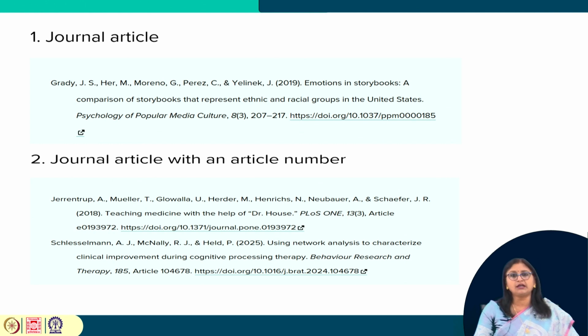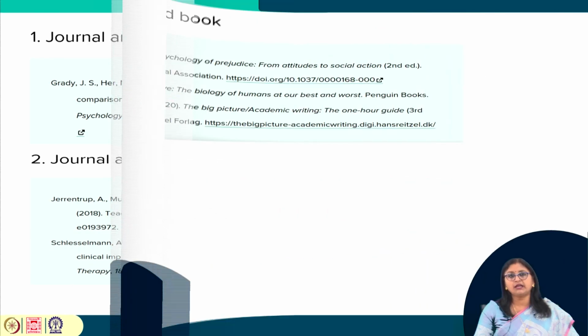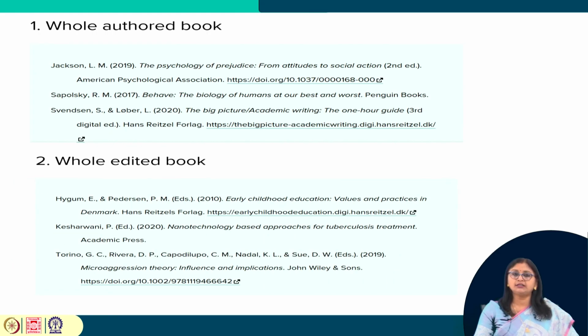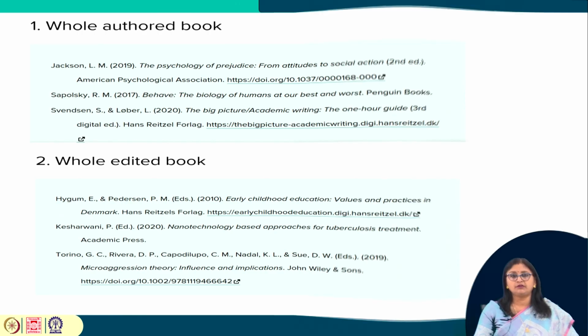Similarly, there is the journal article with an article number, then the whole authored book. If you are writing the book, then the author's name, year, then the book's title and the publisher, and if it is available online, you can give the link. Then the whole edited book: here we have to mention the editors, then in brackets Eds., meaning editors, and the year, full stop, then the name of the book, and lastly give the link, or you can also mention the page number if available.